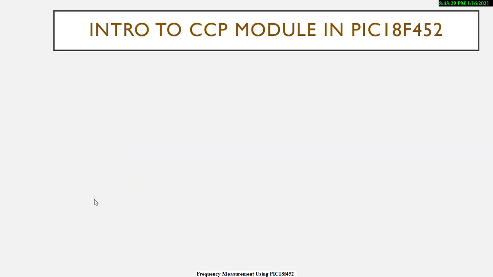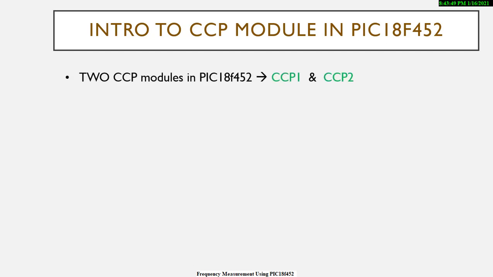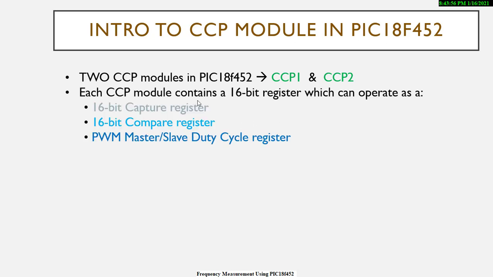Now, introduction to CCP module programming. Let's clear some basics about the CCP module in the PIC18F452 microcontroller. Basically there are two CCP modules in the PIC microcontroller, named CCP1 and CCP2. Each CCP module contains a 16-bit register which can perform certain functionality in capture, compare and PWM mode. Now we are only using capture mode, so this 16-bit capture register will capture the contents of the timer whenever a certain event occurs.